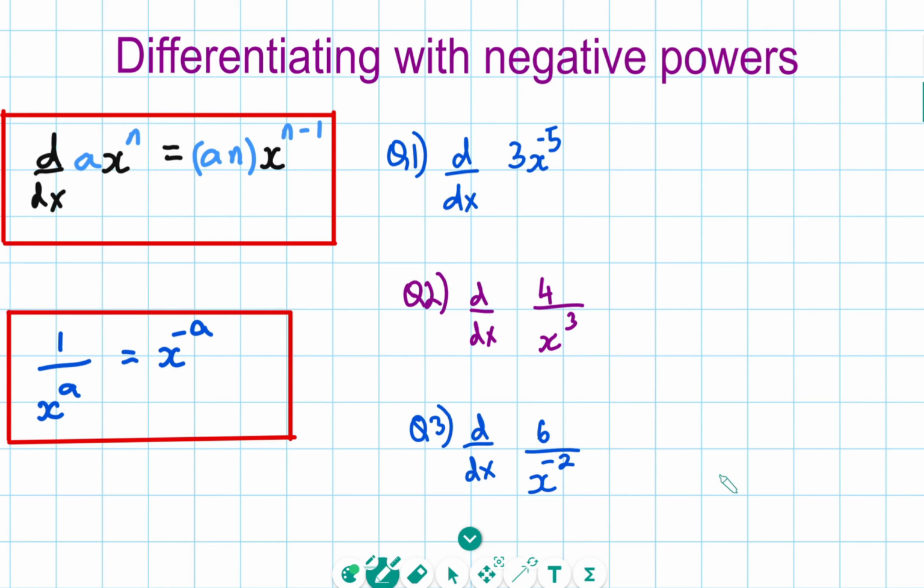We're deriving using the power rule, we just do a times n x to the power of n minus 1. Now this doesn't change when you have negative powers. So let's look at this first example here.